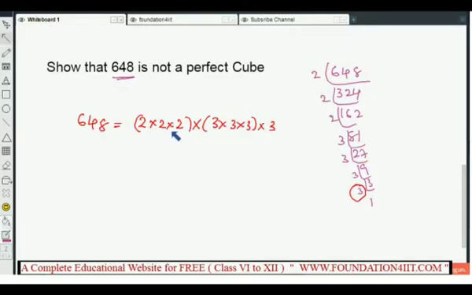Everything should be like a triplet. The same number should be there 3 times to say it's a perfect cube. Now 2 is 3 times, 3 is 3 times, and an extra one more 3. But 3 is 4 times. So clearly it is not a perfect cube. So it's not a perfect cube, we can write.